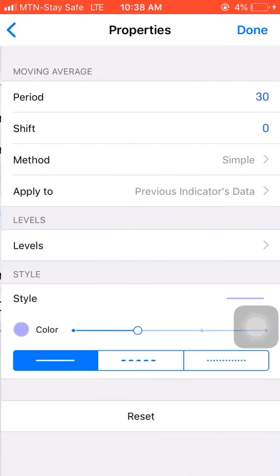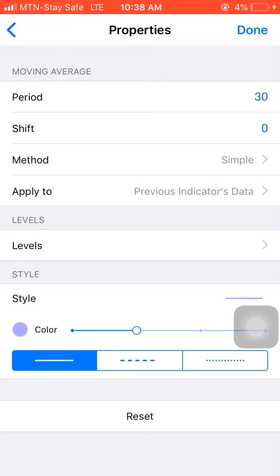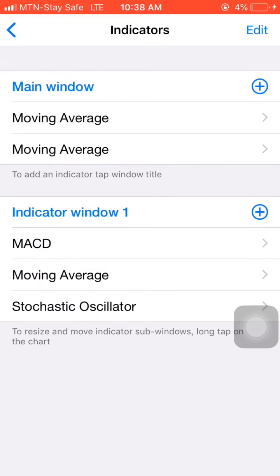Go back, add the second moving average. The period is 30, shift 0, method simple, apply to previous indicator's data. There are no levels. Of course, you can use any color or the same color as me, and any pixel. When you're done, you click on done.